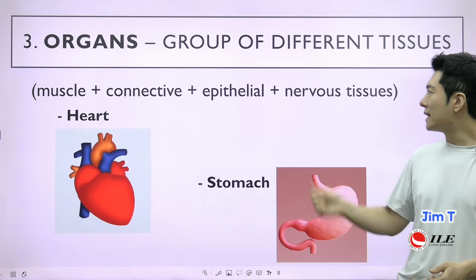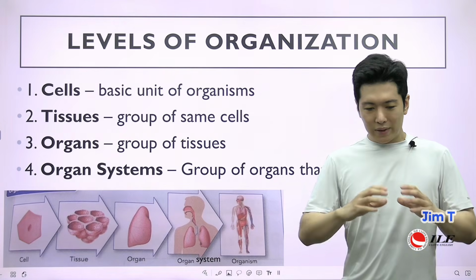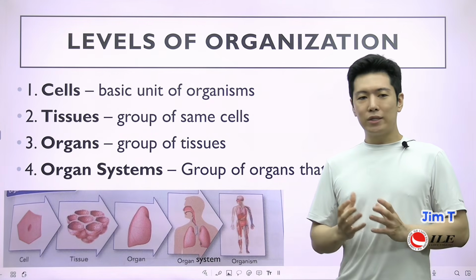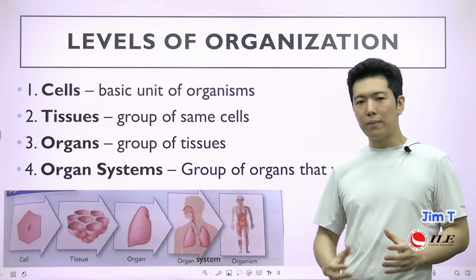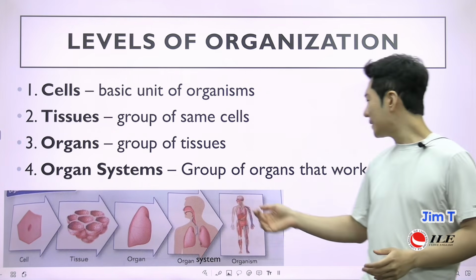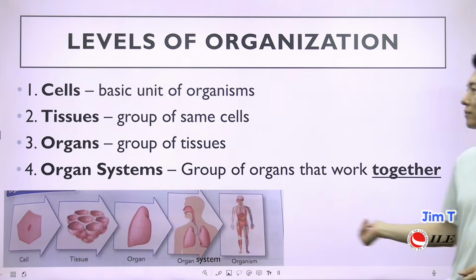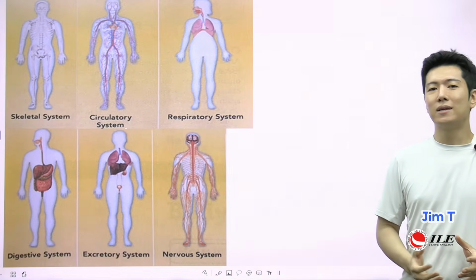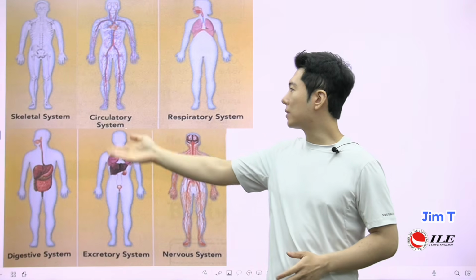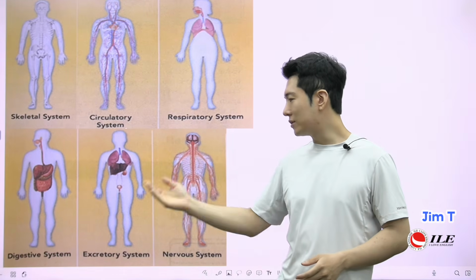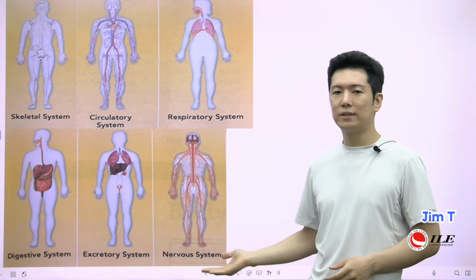That's why our stomach has nervous tissue as well. So when these organs are working together, these series of organs, we call them organ systems: a group of organs that work together. There are many organ systems that our bodies consist of, starting with the skeletal system, circulatory system, respiratory system, digestive system, excretory system, and nervous system.